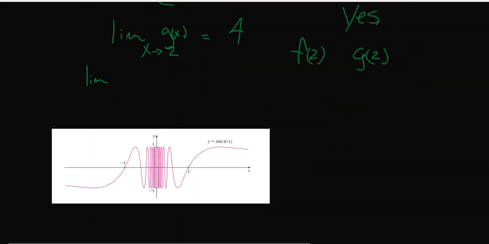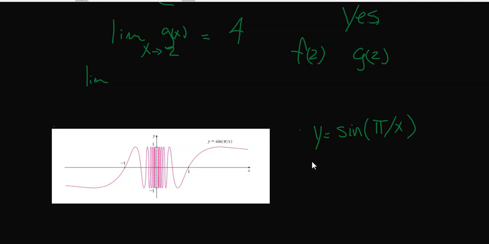Okay, here's an unusual function. So this is y equals the sine of pi over x. This is kind of a weird function.